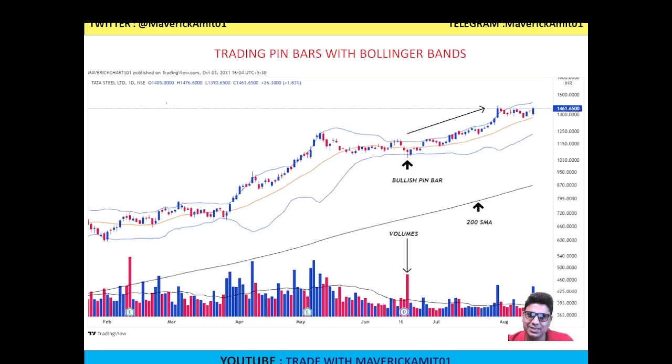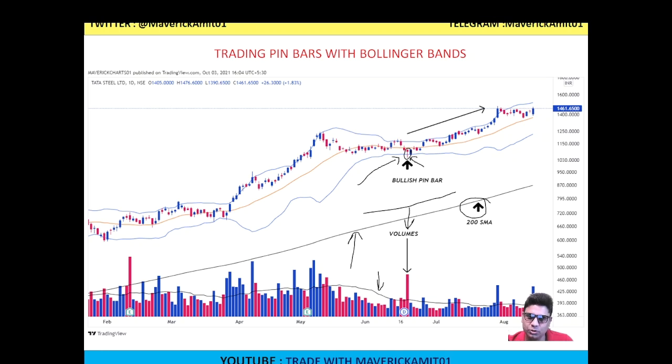Friends, so let us start with the first example of our bullish setup. As you can see, this is one of my main conditions, that the price should be above the 200 SMA. So this is my 200 SMA. My price action on the chart is above 200 SMA, and you can see a bullish pin bar was formed. Here the real body is small, it has got a long tail, and this long tail is basically cutting through the lower Bollinger Band. So I hope each one of you can see this bullish pin bar. And my third most important condition, that when this particular bullish pin bar was formed, my volumes were on the higher side. It was basically more than this 20 SMA.